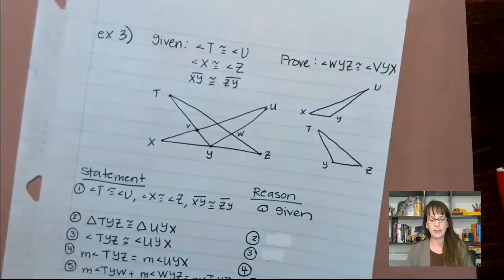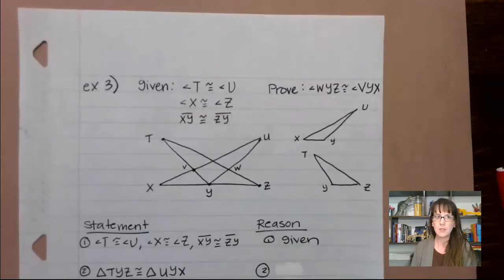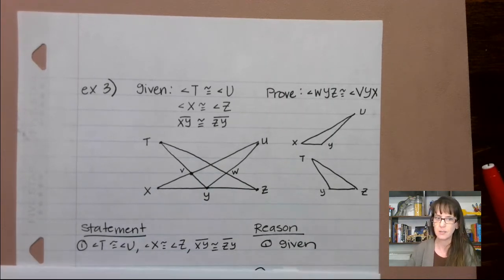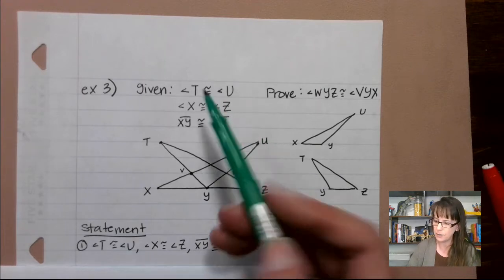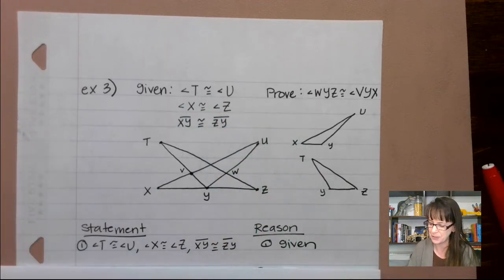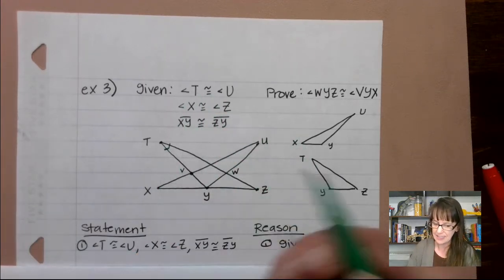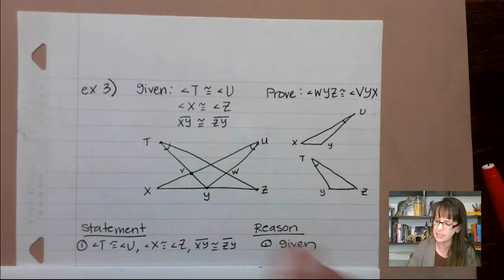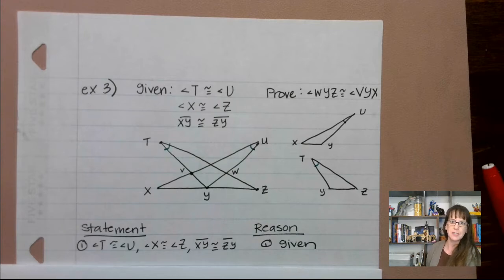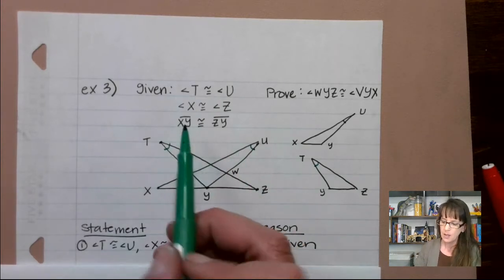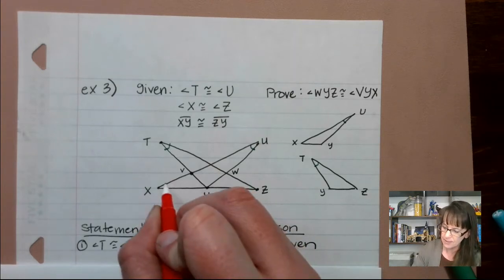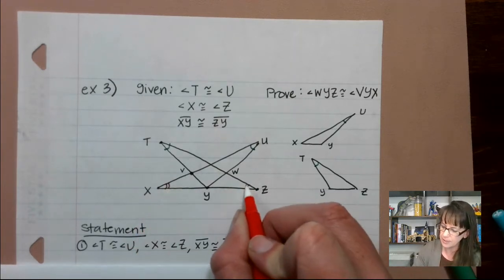we have, given that T is congruent to U. I'm going to mark that on these. You'll see that I separated out the triangles as well. Sometimes that's helpful when they're overlapping. Angle X is congruent to angle Z. So this angle is congruent to this angle.